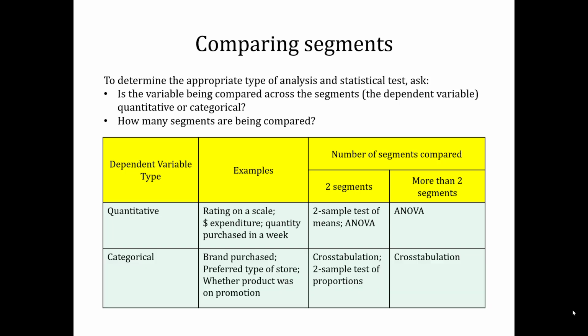If the variable is categorical, for example, whether the buyer purchased a particular brand or shopped in a particular type of store, or whether the product was on promotion, then we can run a cross-tabulation, or crosstab for short, regardless of how many segments we have. If we have two segments, we can also run a two-sample test of proportions. However, we will not be covering this test here, as a crosstab can be used instead and will give the same results.